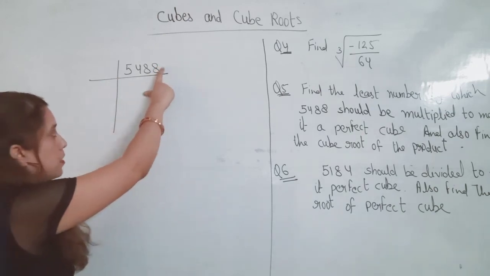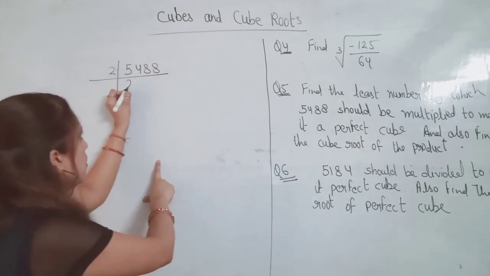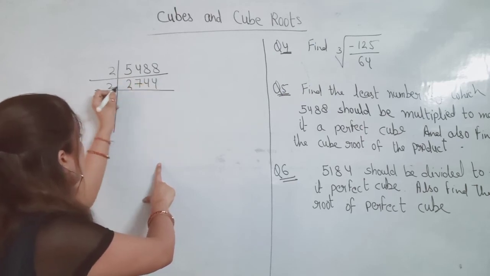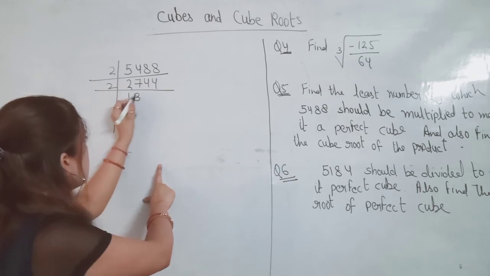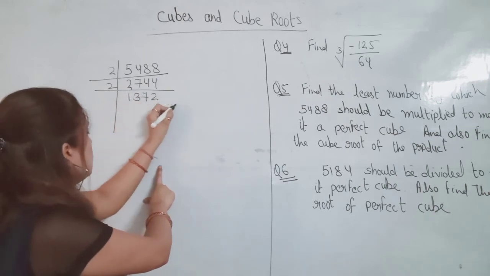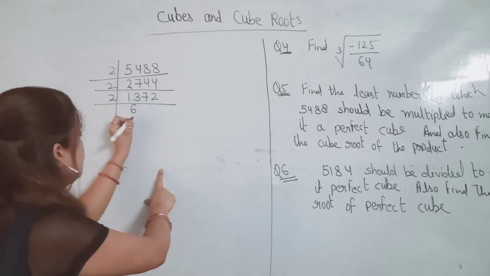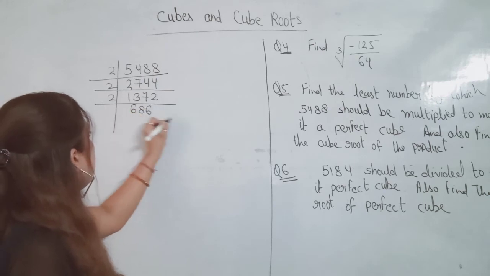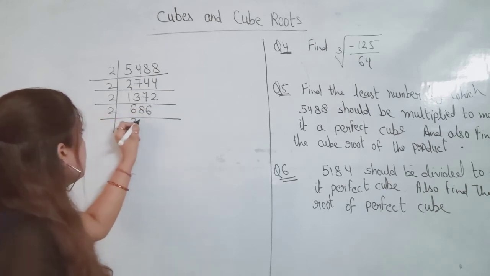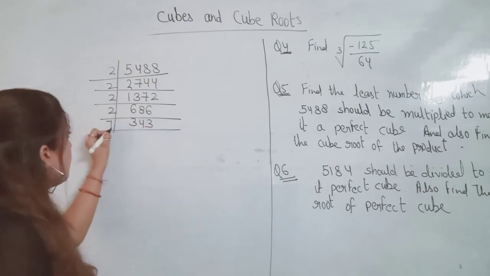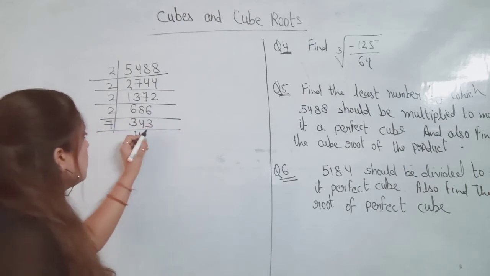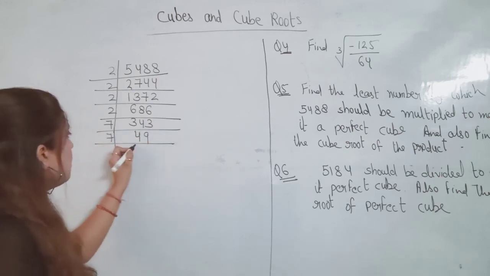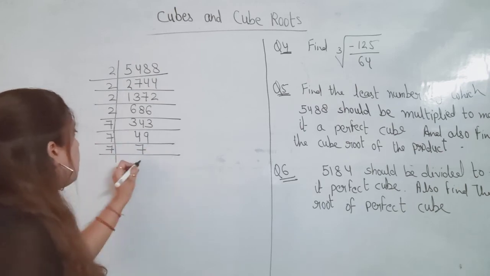The last digit is 8, so it will go by 2. Dividing by 2 repeatedly, we get 2 2s are 4, 2 7s are 14, and so on, until we reach 7, then 7 7s are 49, and finally 1.